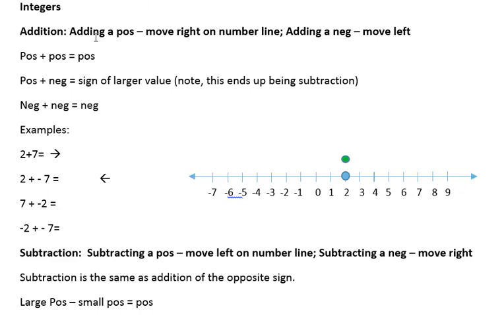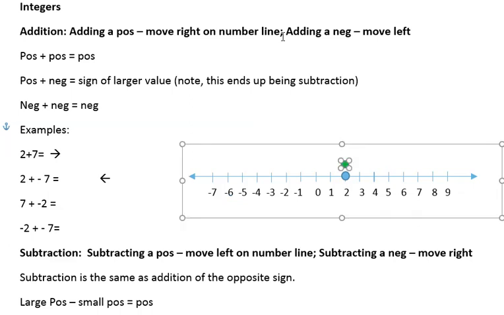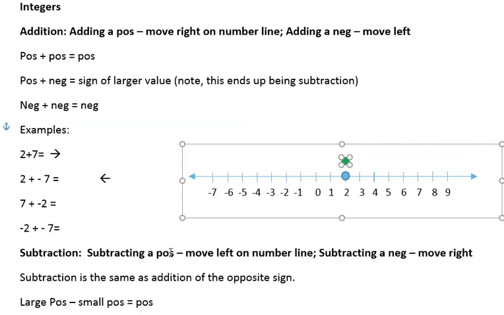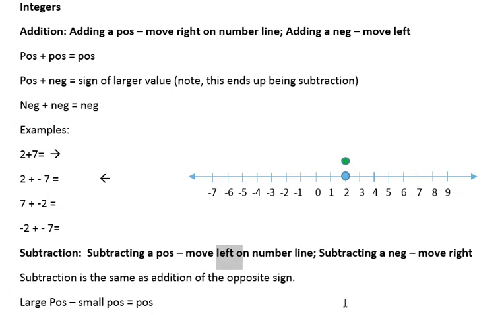line. So if you're adding a positive, you move right on the number line. So we start here, we'd go that way. If we're adding a negative, we move the opposite direction. We'd go left on the number line. If we're subtracting a positive, we move the opposite direction as when we're adding. So we would move left when we're subtracting a positive. And when we're subtracting a negative, we'd move right. So a couple examples, and I'm going to use the number line to show how that works.